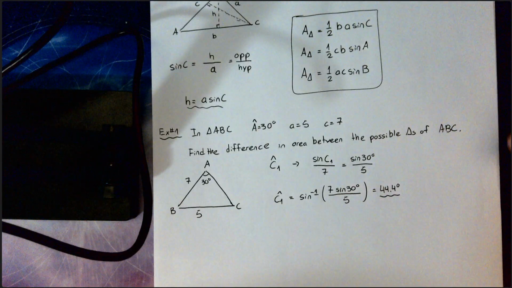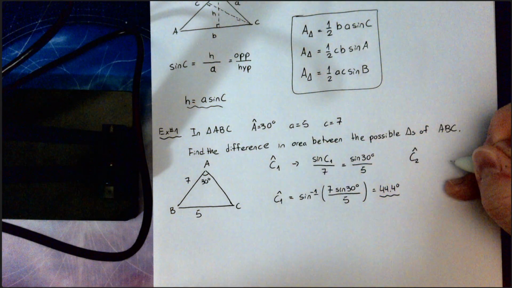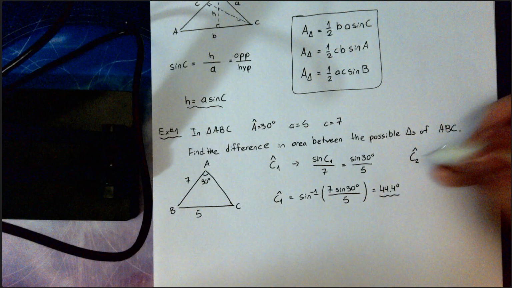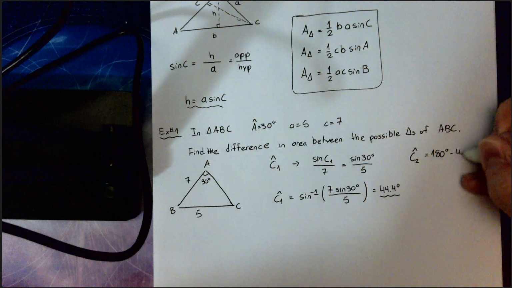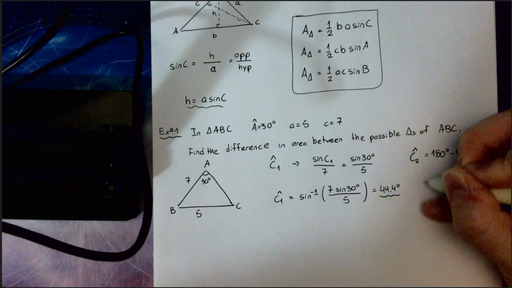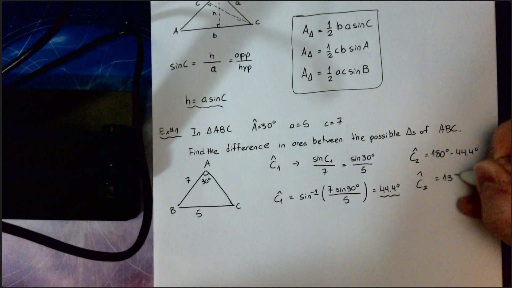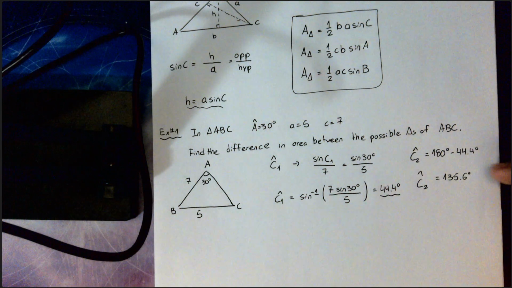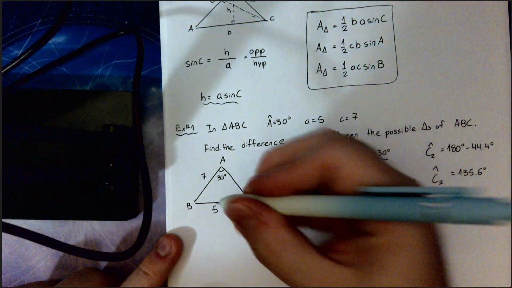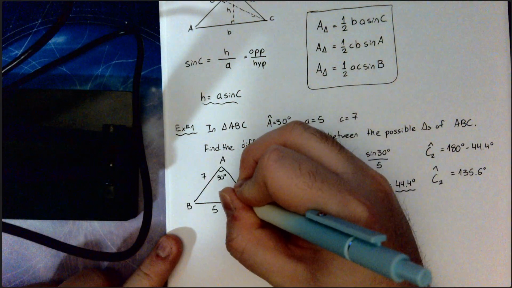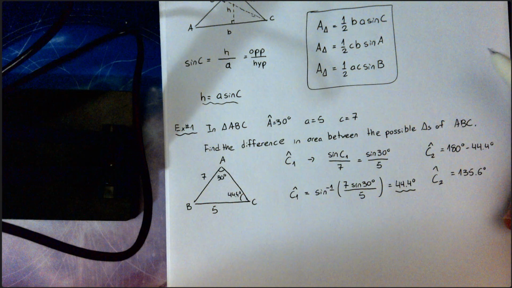Now, because I've got a second triangle, angle C2, much easier to calculate, right? Because it's just going to be 180 minus 44.4 degrees. So that'll give us C2, which will be 135.6 degrees. And for the time being, I'm just going to label this with my values from C1. So this is going to be 44.4.